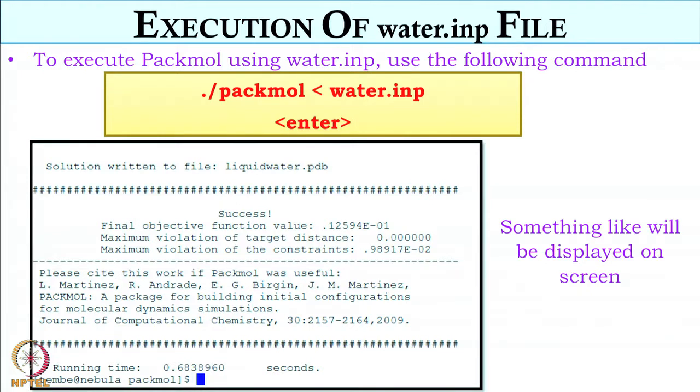Now we have to copy the file liquidwater.pdb to the directory where we want to do the simulation of water. For that, first we have to create a directory, mkdir water, outside the Packmol directory, and then we will copy the file liquidwater.pdb to that directory.